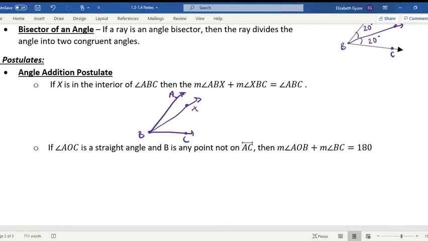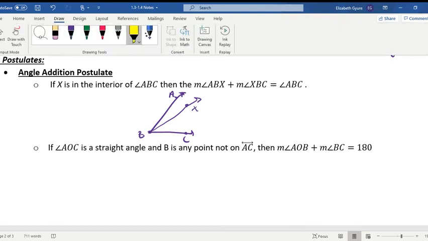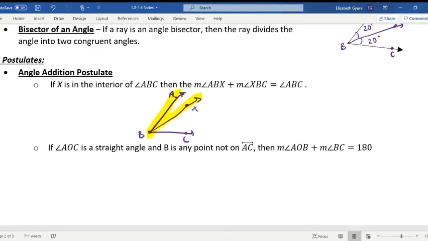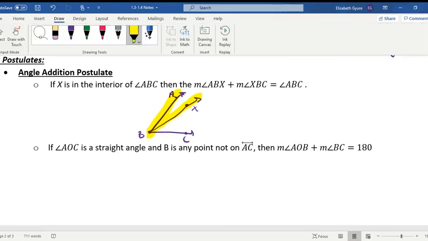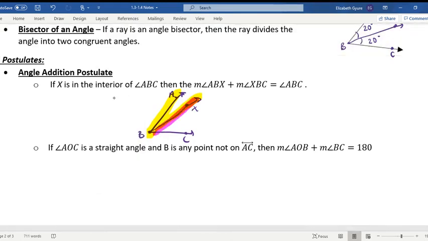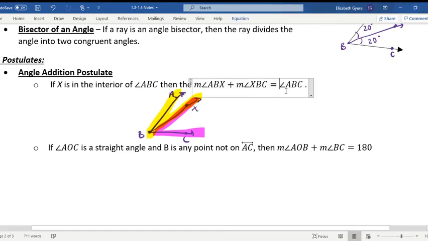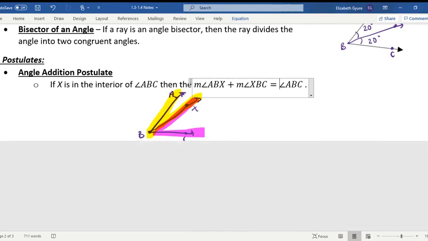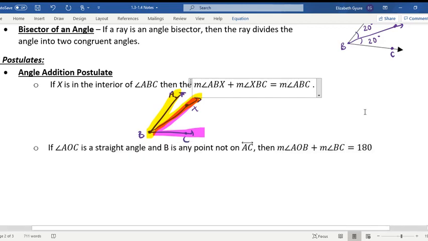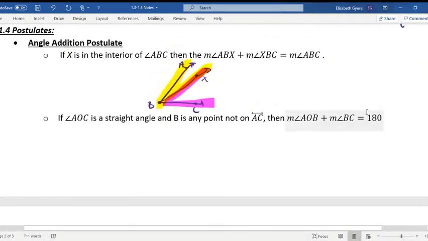So now we actually have two different angles here. And what our angle addition postulate says is that the measure of angle ABX, so that's this angle here, plus the measure of angle XBC, that's this angle here, is going to give you your entire angle, the measure of angle ABC. And there should be a little m here. Let's add that in. So it's very similar to the segment addition postulate, just in terms of angles.